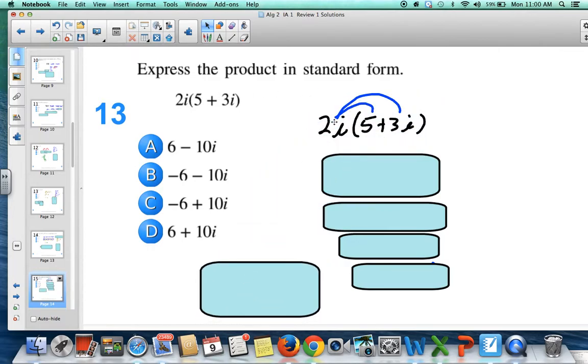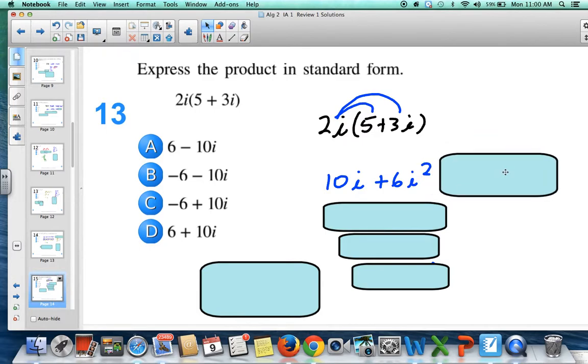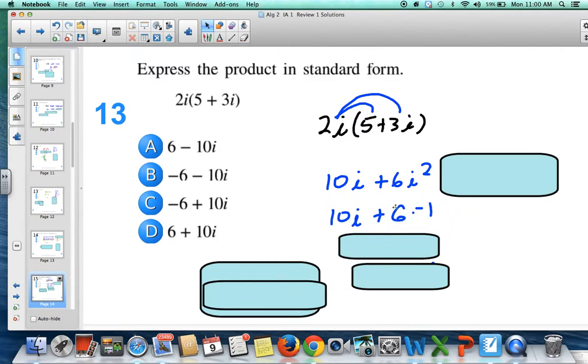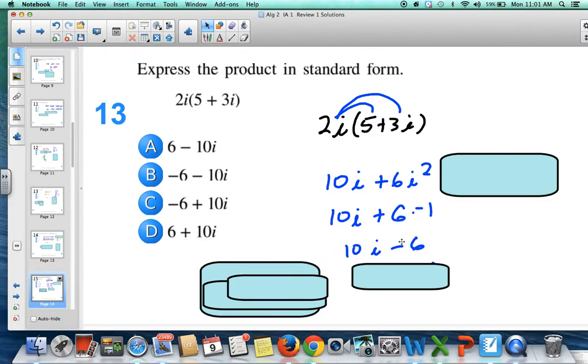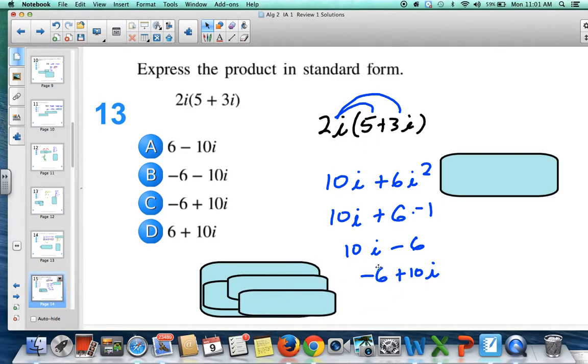All right, for this one now, it's basically using the distributive property. So I'm going to say 2i times 5, which is 10i, and then 2i times 3i, which is plus 6i squared. At this point, we're not quite done because we have i squared, but we know that i squared is negative 1, so that becomes 10i plus 6 times negative 1. But 6 times negative 1 is just negative 6, so it's 10i minus 6. And we write it with the real part first, and then the imaginary, so that's the answer we're looking for: negative 6 plus 10i.